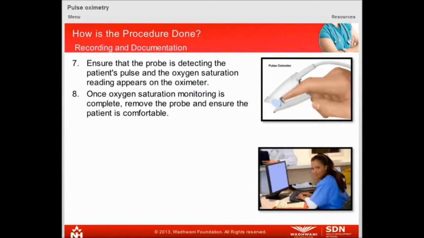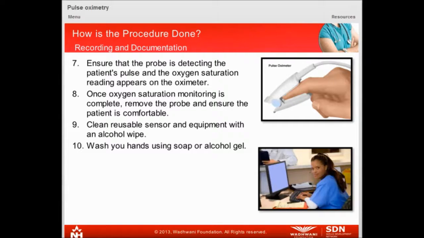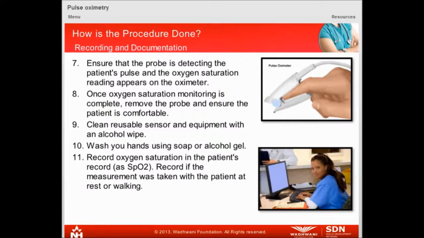8. Once oxygen saturation monitoring is complete, remove the probe and ensure that the patient is comfortable. 9. Clean reusable sensor and equipment with an alcohol wipe. 10. Wash your hands using soap or alcohol gel. 11. Record oxygen saturation in the patient's record as SpO2. Record if the measurement was taken with the patient at rest or walking. 12. Complete documentation.